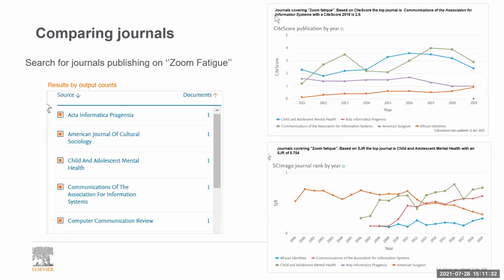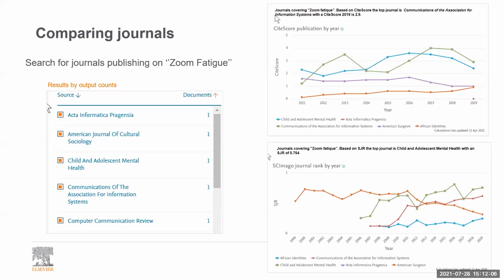So on the right-hand side, when you look at the CiteScore of these journals, you will find that the journal that has the highest CiteScore there is Communications of the Association for Information Systems, right? So just looking at the volume that a journal produces on a specific topic is not an indication of the quality of that journal. You can use the CiteScore or the journal impact factor to make that differentiation.